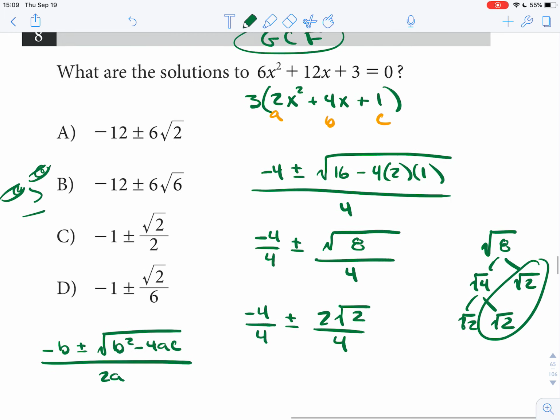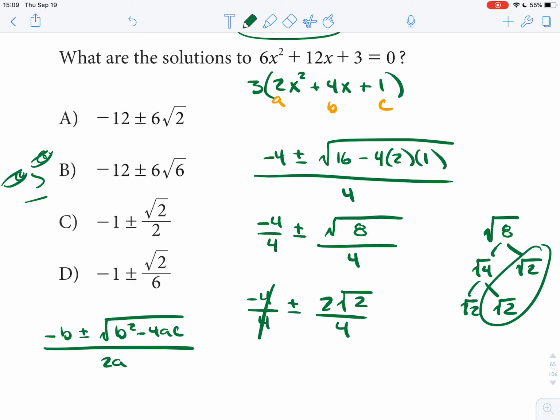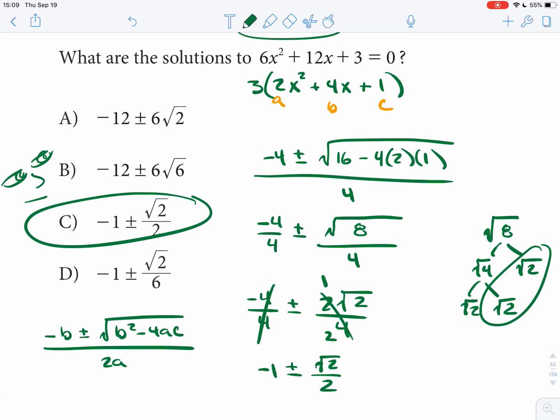And look at this, we just have one last step of simplification. Negative 4 divided by 4, that's negative 1. Plus or minus, well, 2 divided by 4, that'll be 1 over 2. So it ends up being root 2 over 2. C is our answer.